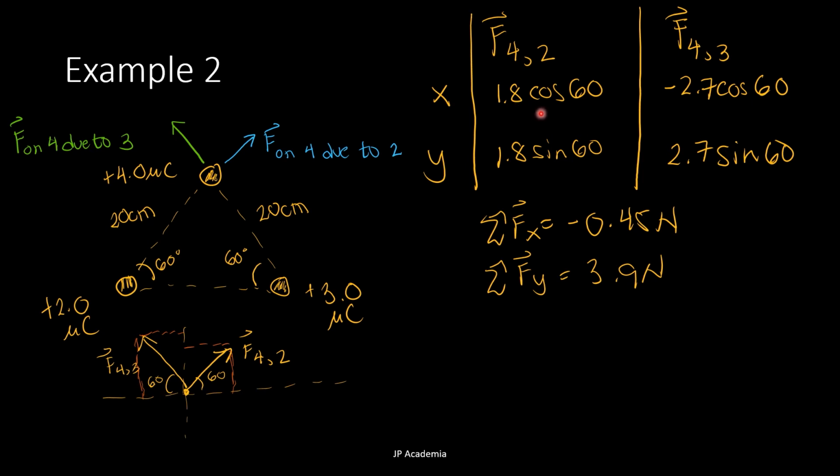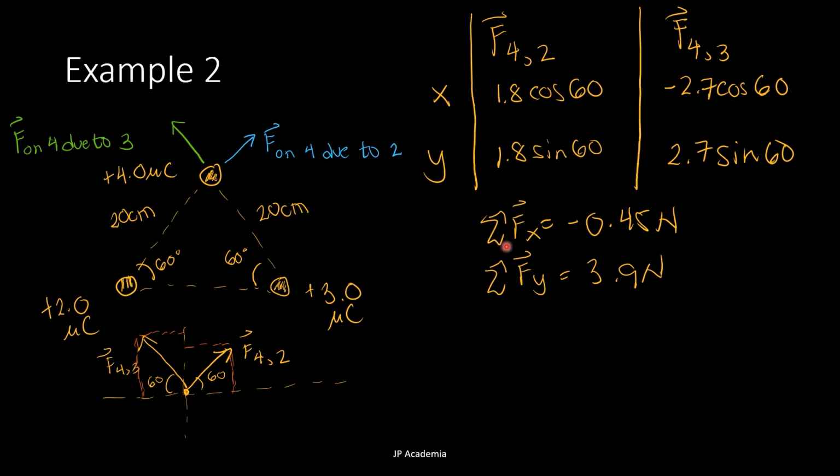And that is 1.8 cosine 60. Then for the case of the second force, we have negative 2.7, yung shadow niya along the horizontal, times cosine 60. Then for the vertical component, pareha silang positive, obviously, kasi yung shadow na kinakas nila along the horizontal. So that's 1.8 sine 60. Then we have 2.7 sine 60.